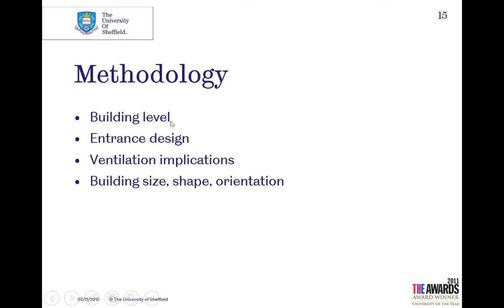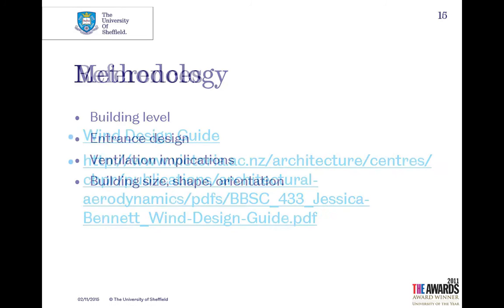The building level. How high is your building? That can have an impact on the wind. The entrance design is important. Ventilation implications. Now, we're not looking at this in detail, but you can test whether there are any areas on your site where you're getting very low wind velocities or very high wind velocities, and they may indicate that they're not very good positions for opening windows. Building size, shape, orientation, all important factors.